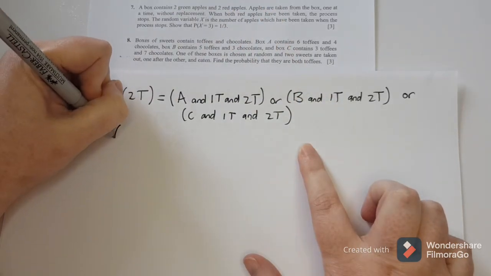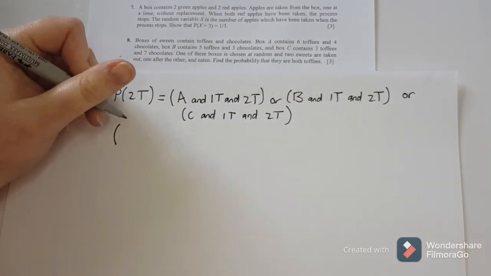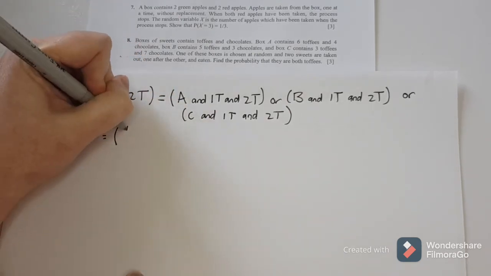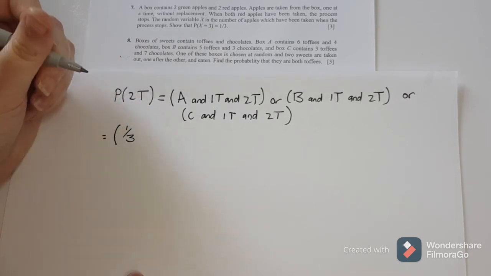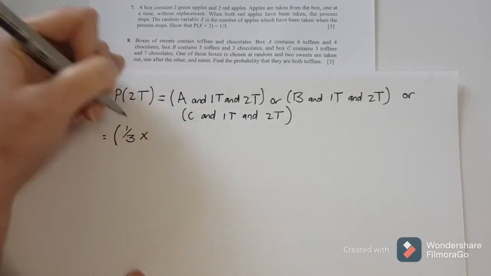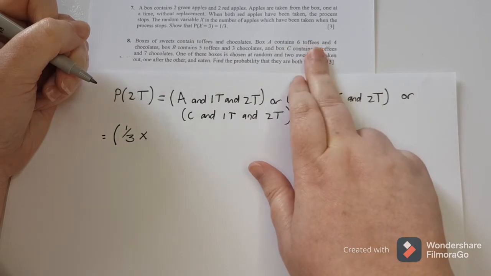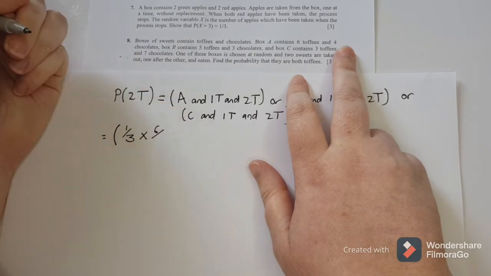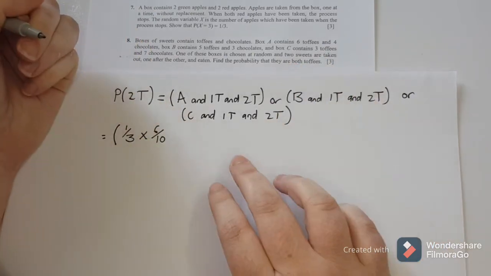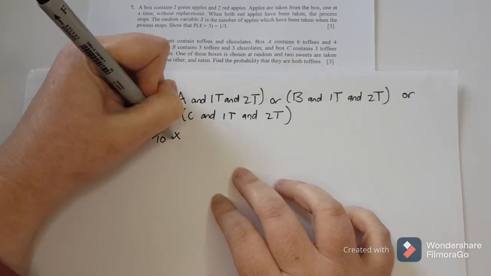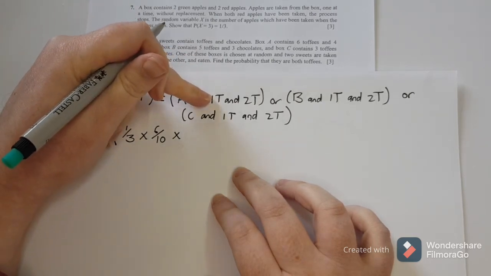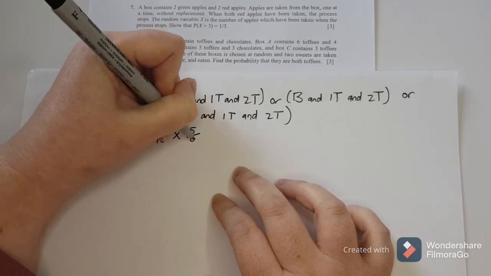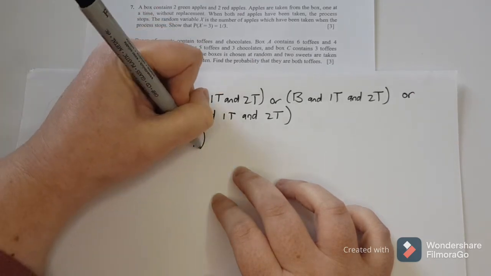So looking at the probabilities, there's 3 boxes and there's only 1 box A. So the probability of choosing box A is going to be 1/3. Out of box A, there are 6 toffees out of the total of 10. So choosing a toffee means there's going to be 6 out of 10. Then once we've chosen that toffee, we've eaten it. So now there's only 5 remaining toffees left out of the total of 9 in the box.